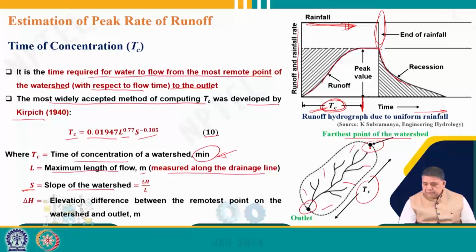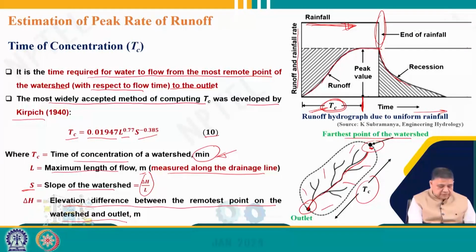So, if this is the main drainage line, L is measured along it, and S is the slope of the watershed, which comes from the relationship delta H by L, where delta H is the elevation difference between the remotest point on the watershed and the outlet. If we know the elevation here and the elevation at the outlet, the difference between these two points is delta H, and if we know the flow path, we know L. That is why we can find the slope of the watershed as delta H by L, which can be used here.